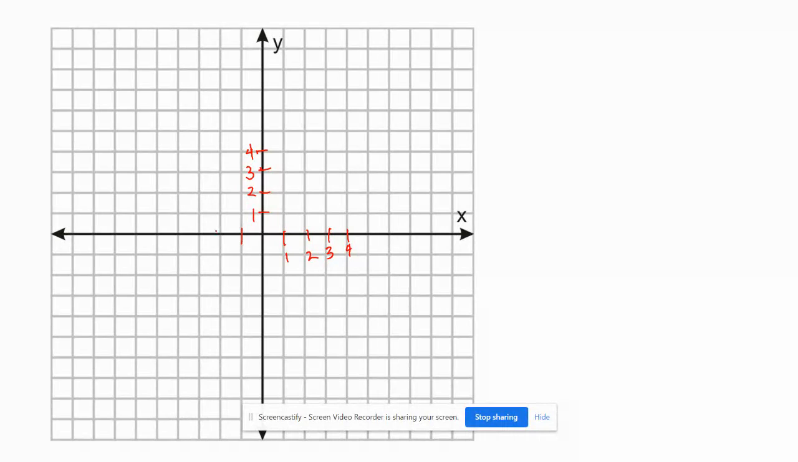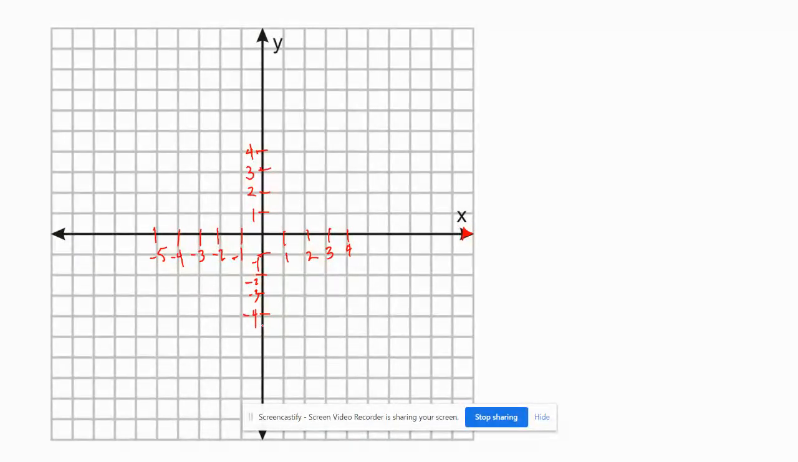Negatives would go left. Of course, you guys should know this, which is why I'm going so fast. It should be -1, -2, -3, -4, -5, and on and on. Now, notice these arrows here, which means they go on forever. These numbers never stop, okay? Here would be the negative y's. -1, -2, -3, -4, and so on.